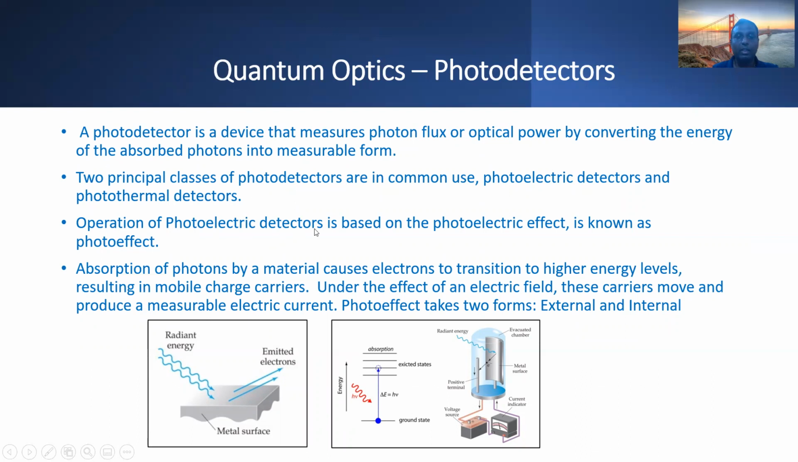Operation of the photoelectric detector is based on the photoelectric effect, also known as the photo effect. Absorption of a photon by the material causes an electron to transition to a higher energy level, resulting in mobile charge carriers. Under the effect of an electric field, these carriers move and produce a measurable electric current. The photo effect takes two forms, external and internal.